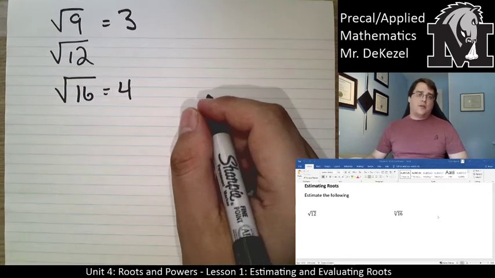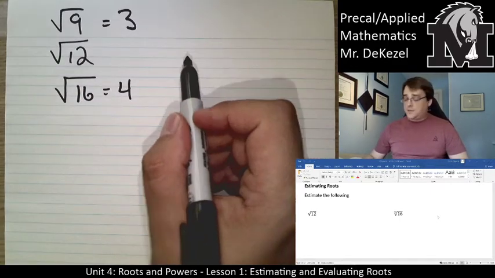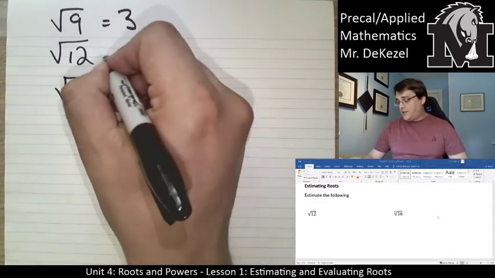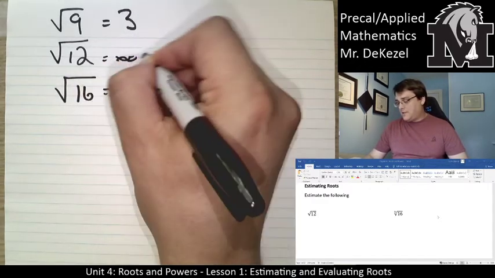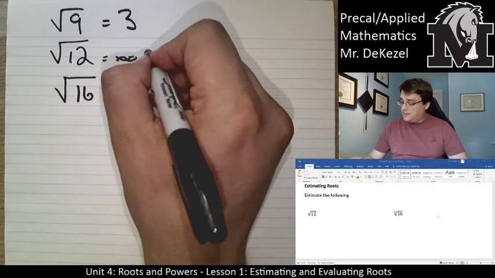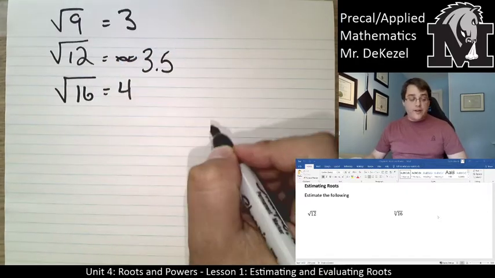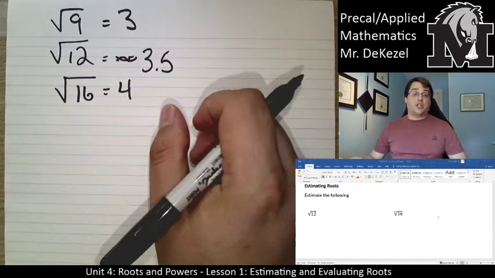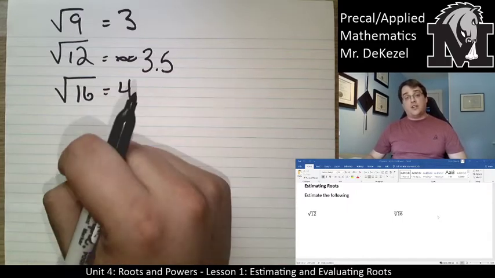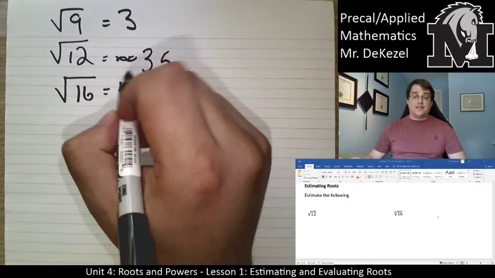So that means the square root of 12 has got to be somewhere in between there, and it's pretty close to the middle. So it's going to be approximately, it's not a very good approximate sign, but you get the idea. It's going to be approximately 3.5. That's what we would estimate. You can check that in your calculator, and it's fairly close. If you're asked to estimate, that is definitely good enough.